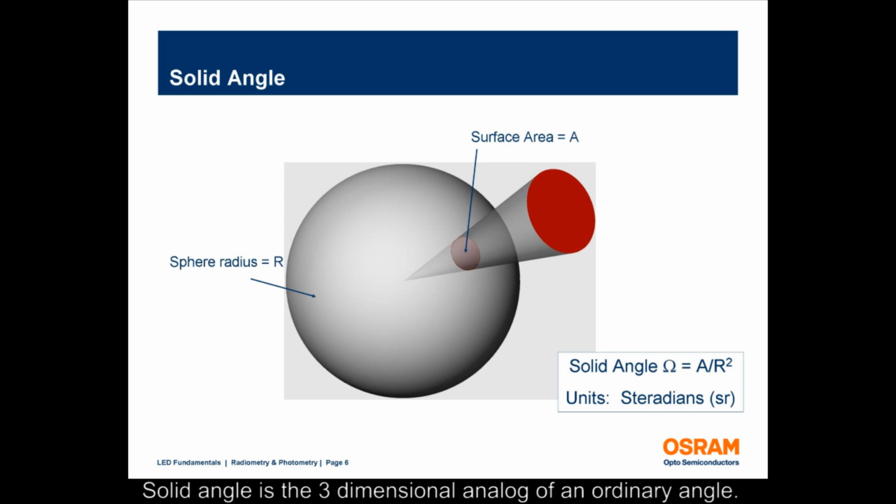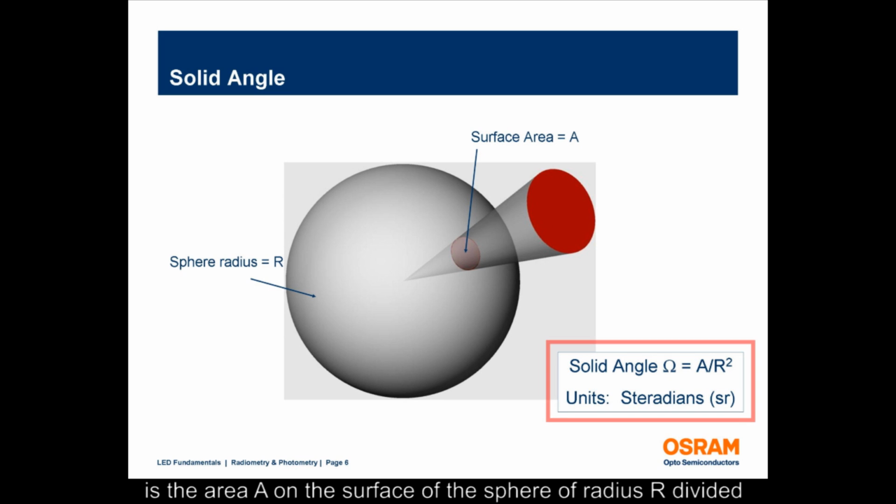Solid angle is the three-dimensional analog of an ordinary angle. In the figure, the edge of a circular disk, the bright red circle, is projected to the center of a sphere. The projection intersects the sphere and forms a surface area A. A solid angle is the area A on the surface of the sphere of radius r divided by the radius squared. The units of solid angle are steradians. Note that it is a dimensionless quantity.